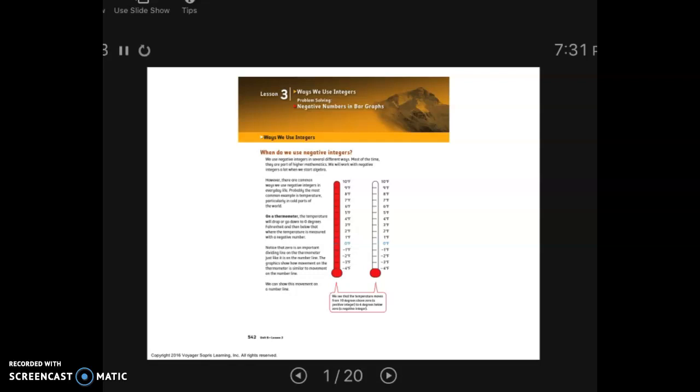Hey guys, so for today's lesson, we are on Unit 8, Lesson 3. We're going to talk about ways we use integers and when we use negative integers specifically.